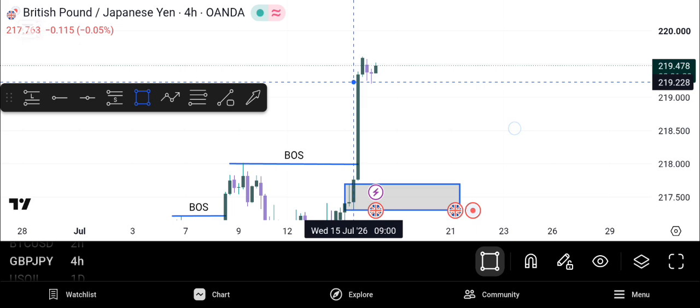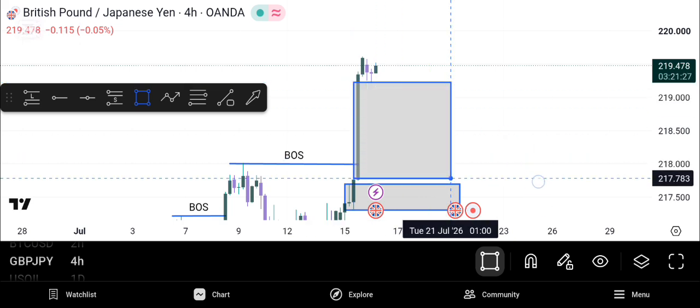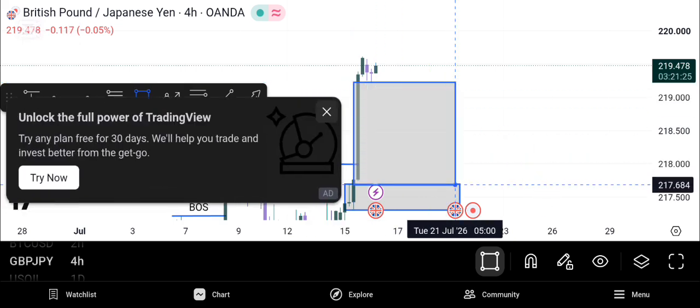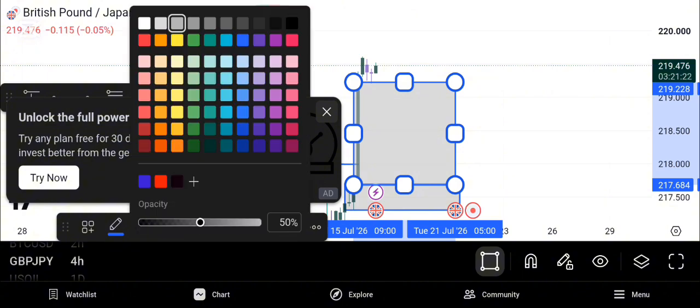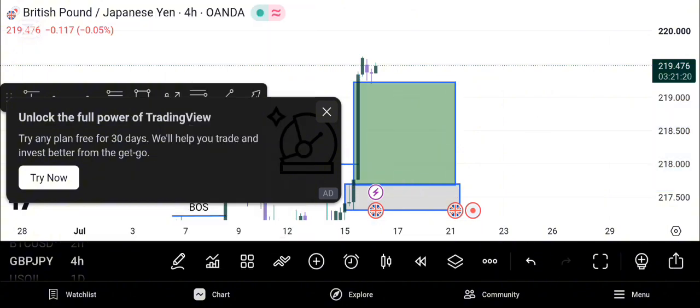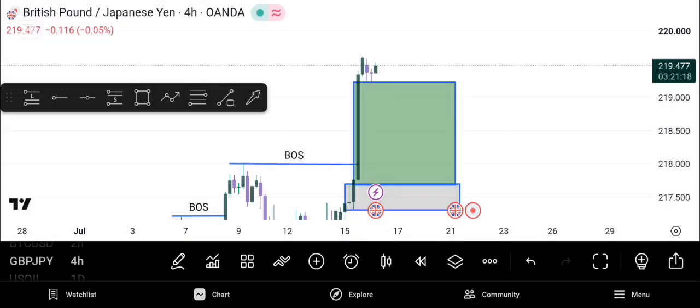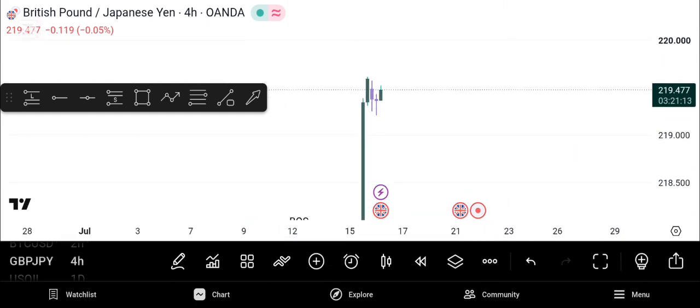I want to trade this gap, this fair value gap, down to this demand zone or order block. I want to be able to trade this area, this green area. So how do I do that? I'm going to be looking for lower time frame confirmation.